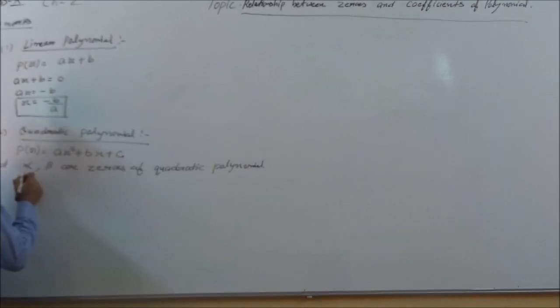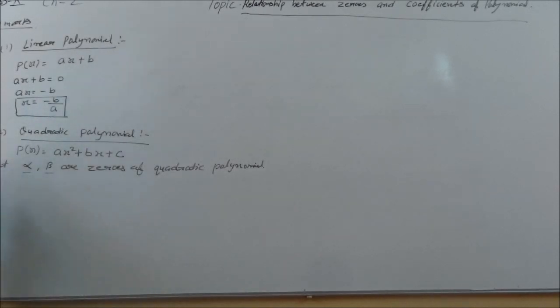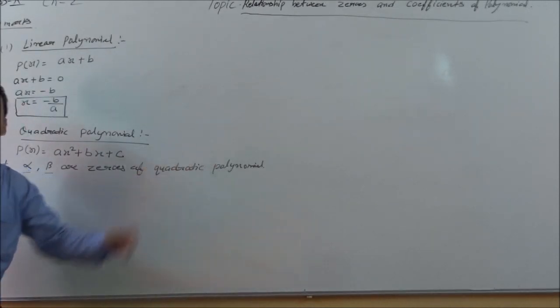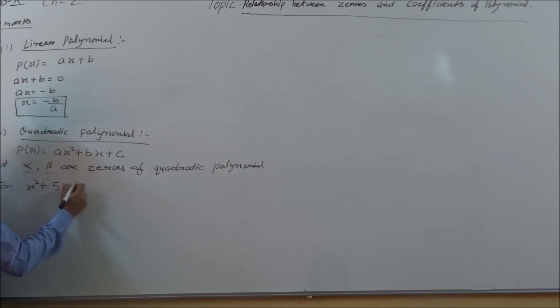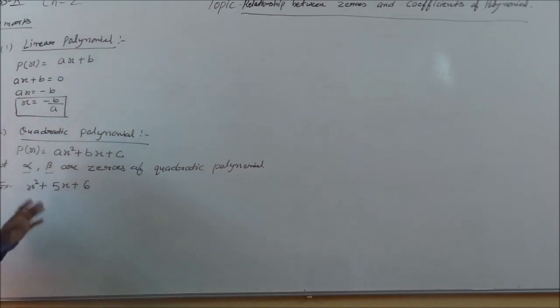Alpha and beta are two zeros of a quadratic polynomial. So let's say, for example, x square plus 5x plus 6. This is the quadratic polynomial. First we will find the zeros by solving this polynomial.